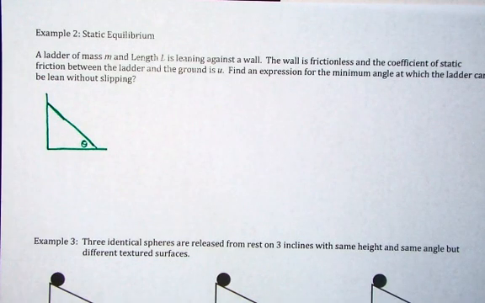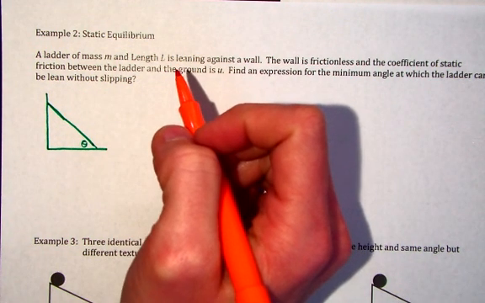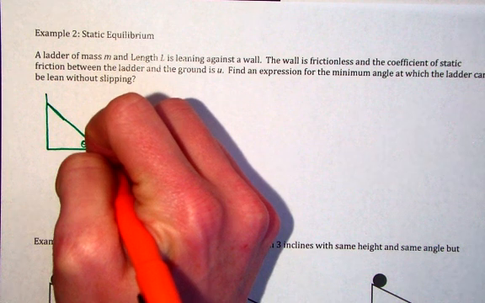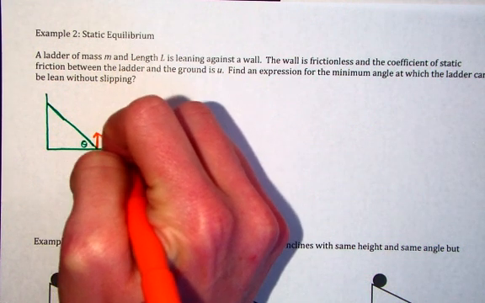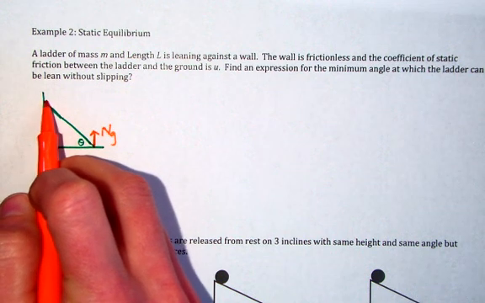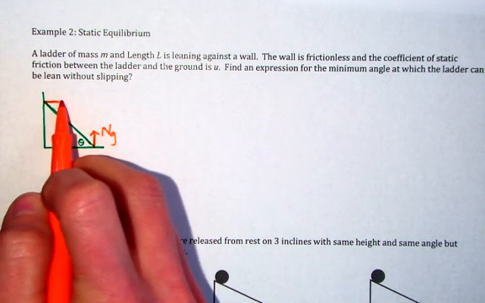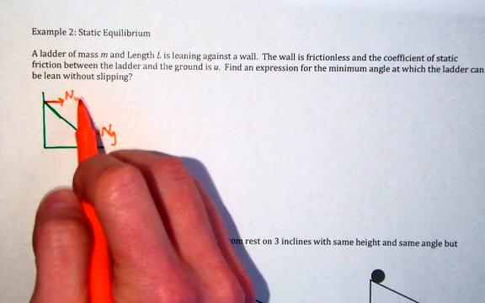So we have 4 forces. What can you guys tell me? All right, we have a normal from the ground, so I'm going to put that here, and I'm going to call it normal G. Then we have a normal up here from the wall. Now remember, normal force is always perpendicular to the surface, so that's going to go this way. So we have normal from the wall. What else?